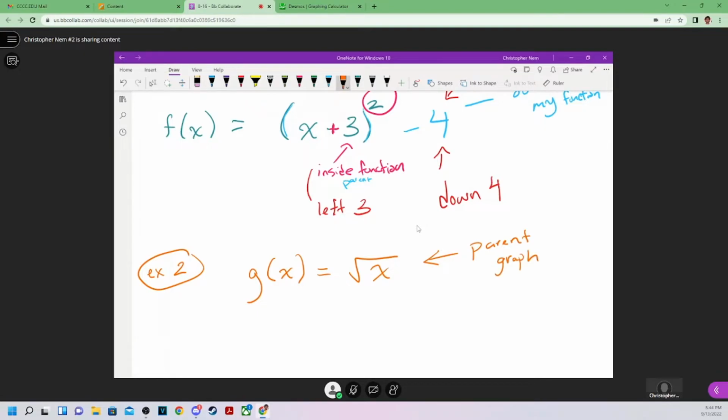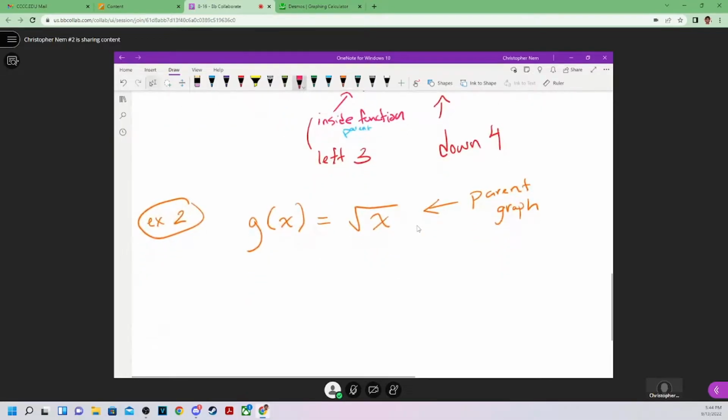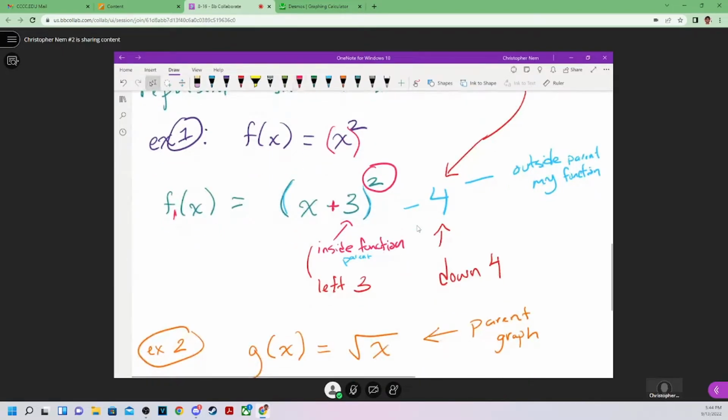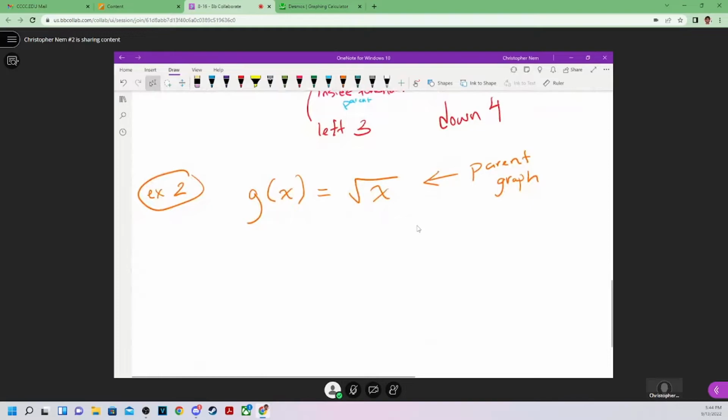If this is our parent graph, we gotta know what our function is doing. It's taking your inputs and square rooting them. In particular, it's getting the positive square root, not the negative, just the positive square root. So now, let's call this f of 1, just to name it. Let's call our new function g of 1 of x equals square root of x minus 4, plus 1.